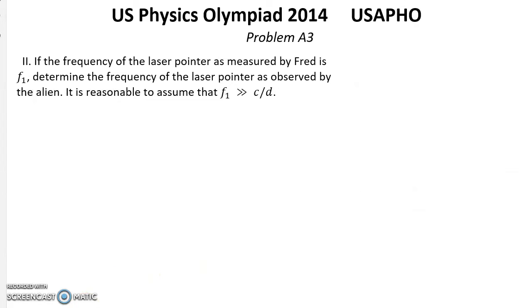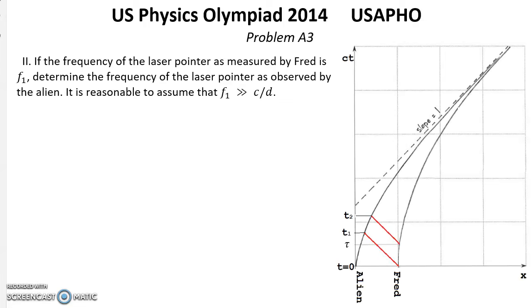Question 2. If the frequency of the laser pointer as measured by Fred is f1, determine the frequency of the laser pointer as observed by the alien. It is reasonable to assume that f1 is much greater than c over d. Solution. Let's draw the picture for this process. To solve this problem, we replace the light with a series of discrete flashes. Then find how the frequencies of these flashes are seen by Fred and the alien.